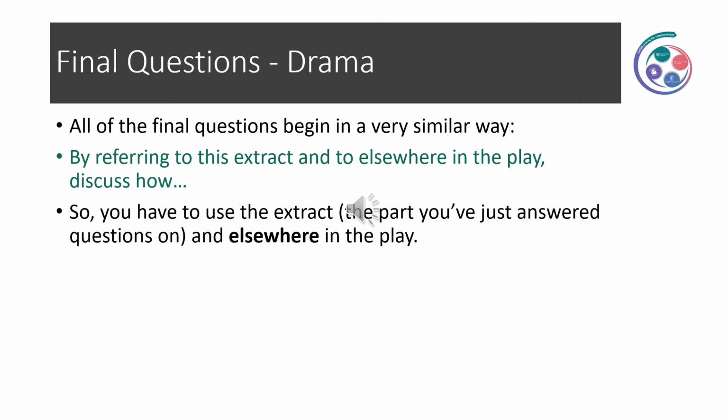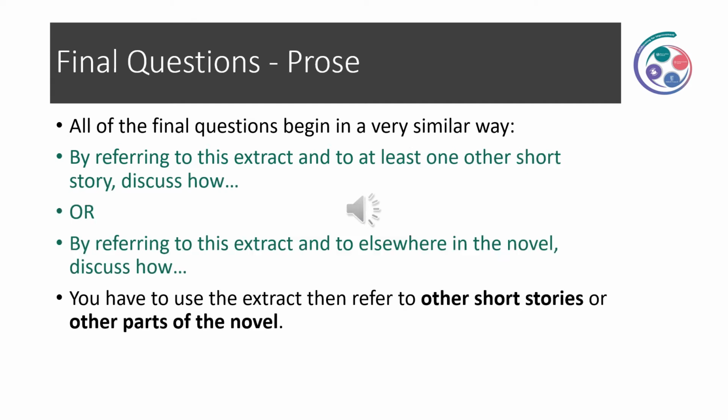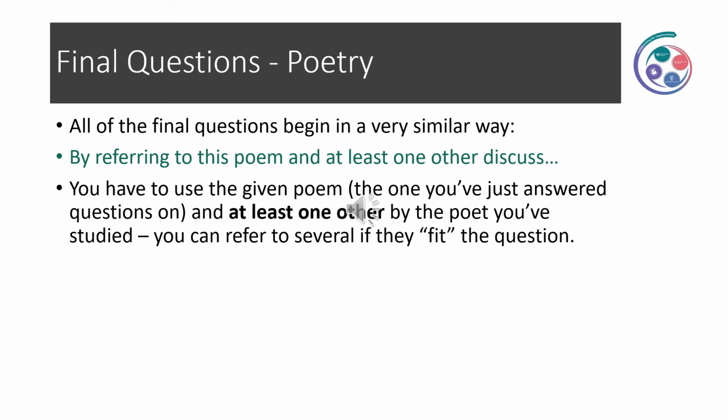So, in drama, for example, you obviously have to refer to the extract you've been given, but you also have to look elsewhere in the play, and that can be a bit more challenging. If you studied prose, short stories for example, you'll be asked to refer to the given short story and at least one other by the same author. For a Scottish novel, you'll be asked to refer to the extract and elsewhere in the novel. Poetry is similar again, by referring to this poem and at least one other. So you've got the given poem and you have to refer to at least one other by the same poet.